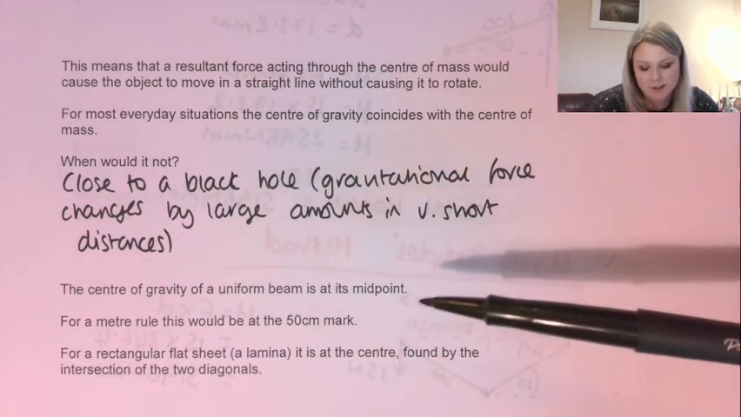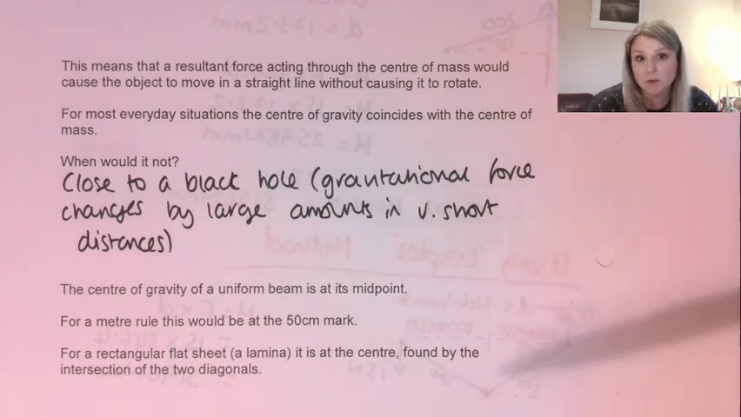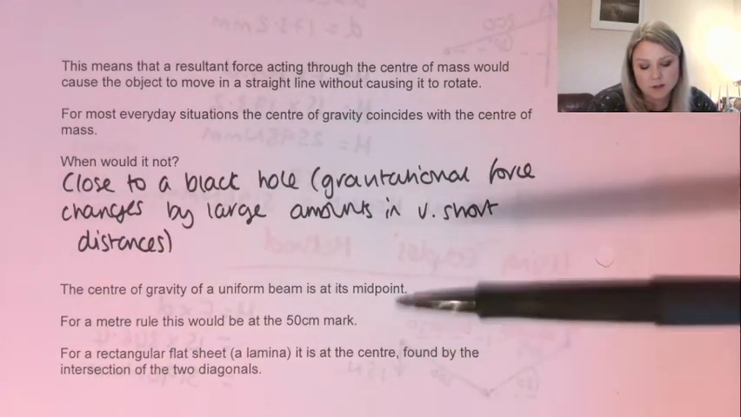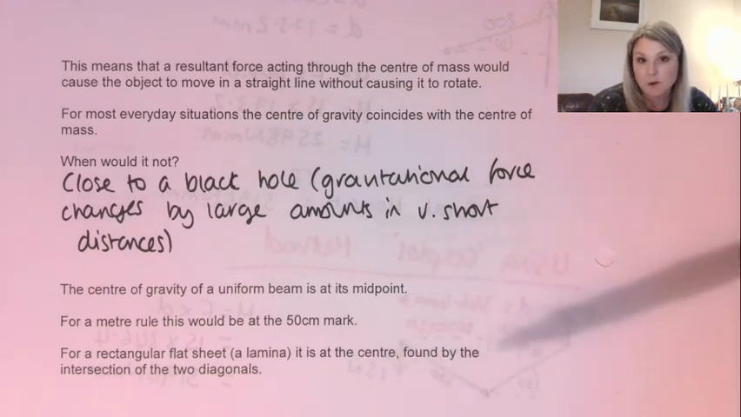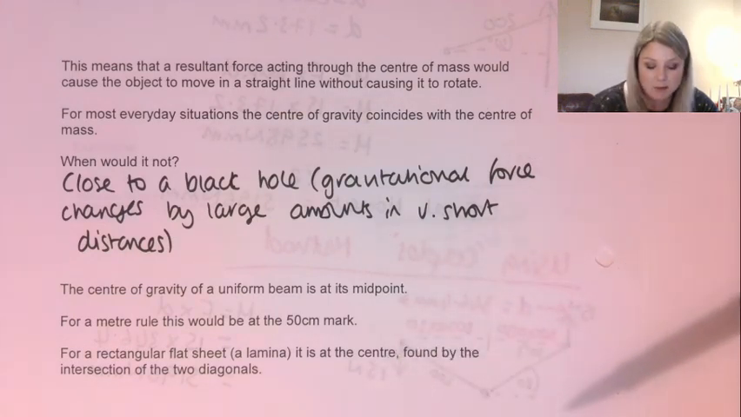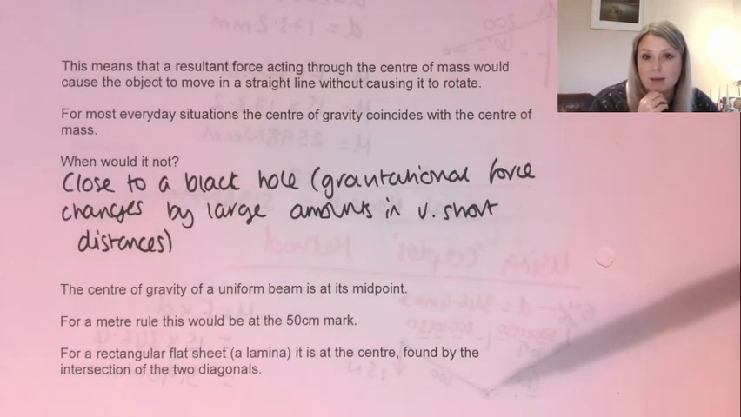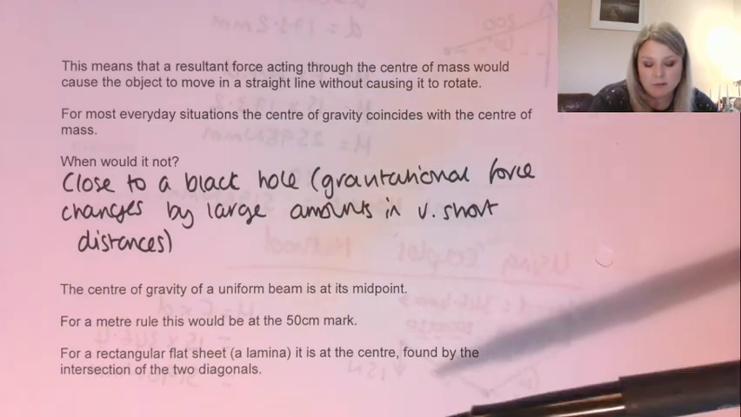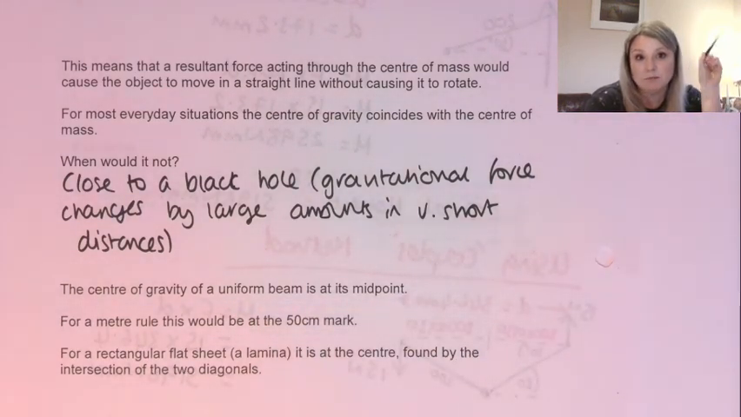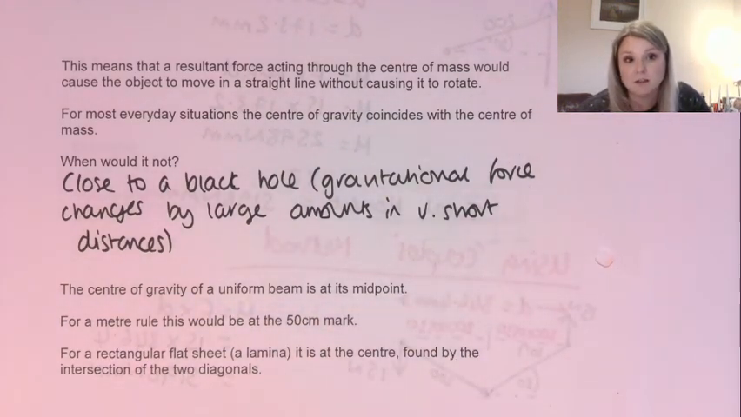Couple little points here. So if you have a uniform beam, uniform just means evenly distributed throughout. The centre of gravity is at its midpoint. For a metre rule, that's obviously going to be the 50 centimetre mark. Then rectangular flat sheet, which is called a lamina, so something like a bit of card, it's at its centre, and you would find that by the intersection of the two diagonals.